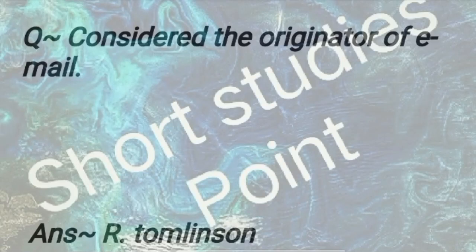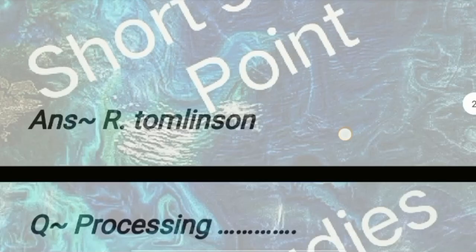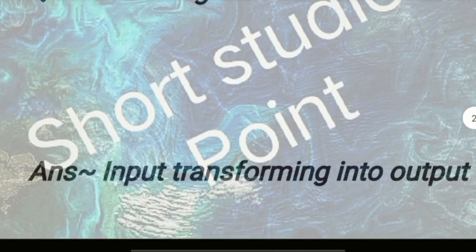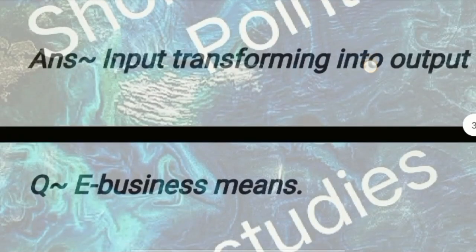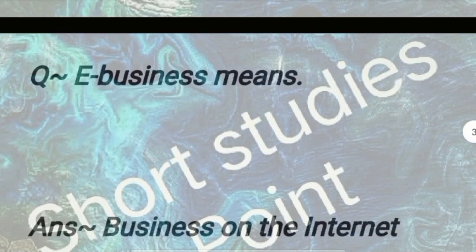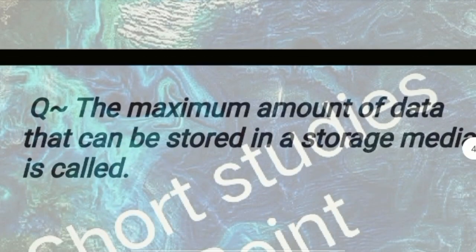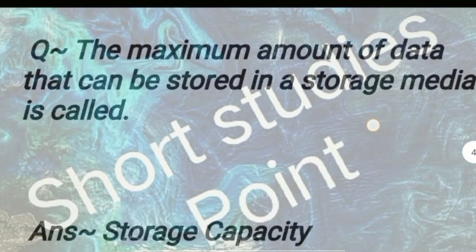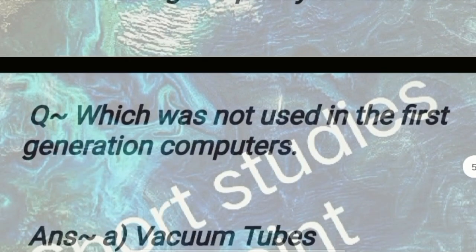Considered the originator of email. Answer: R. Tomlinson. Next question, processing: answer, input transforming into output. Next question, e-business means business on the internet. Next question, the maximum amount of data that can be stored in a storage media is called: answer, storage capacity.